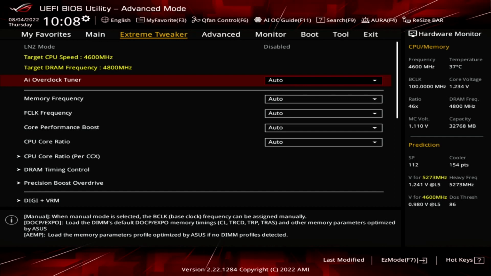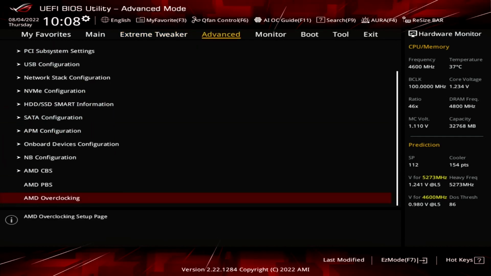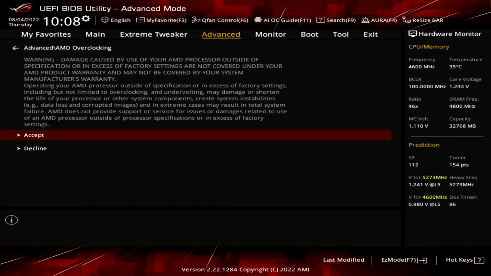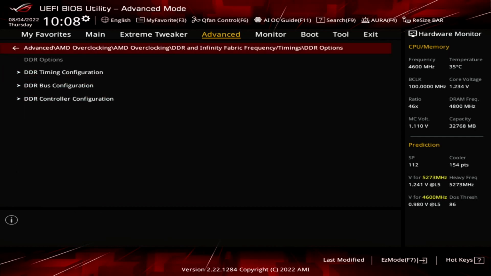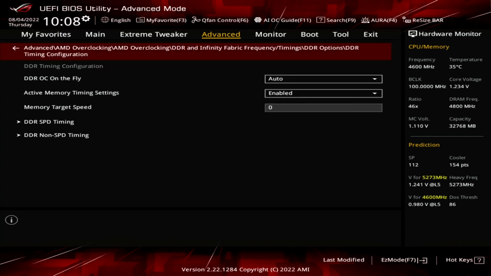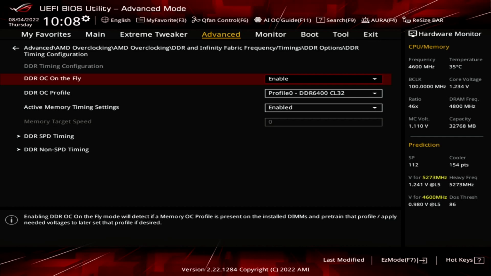In the ASUS ROG BIOS, you can enable DDR on the fly OC mode in the AMD Overclocking DDR timing configuration submenu. Navigate to the DDR and Infinity Fabric Frequency Timings submenu, then DDR Options. Then access the DDR Timing Configuration submenu. Here you can enable DDR on the fly.